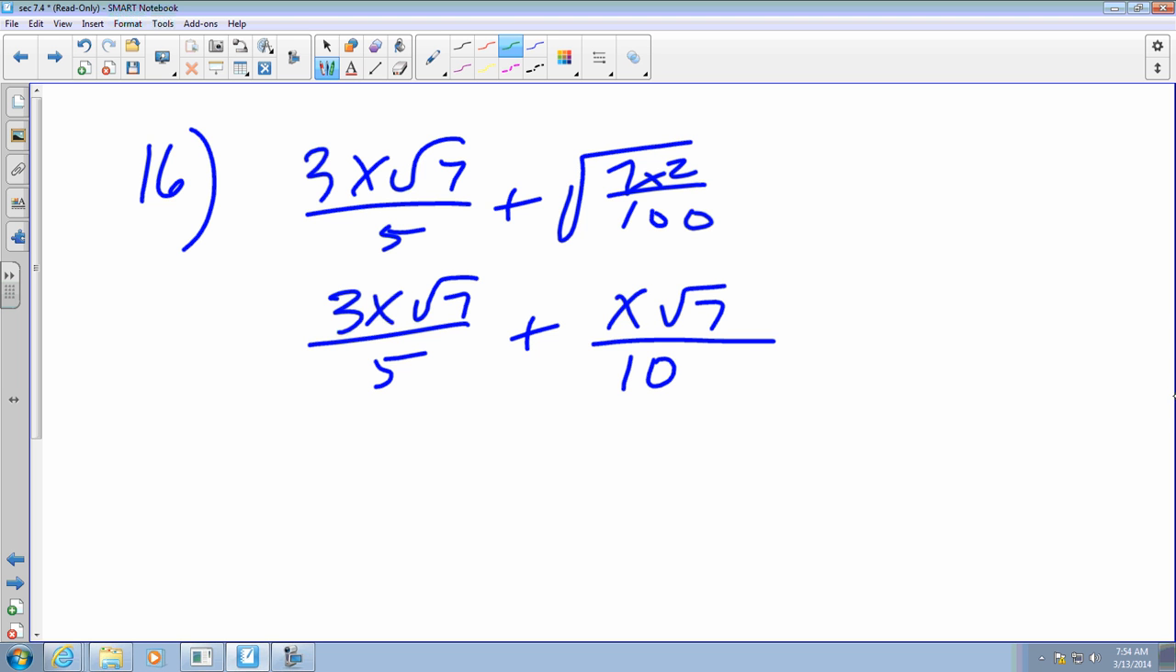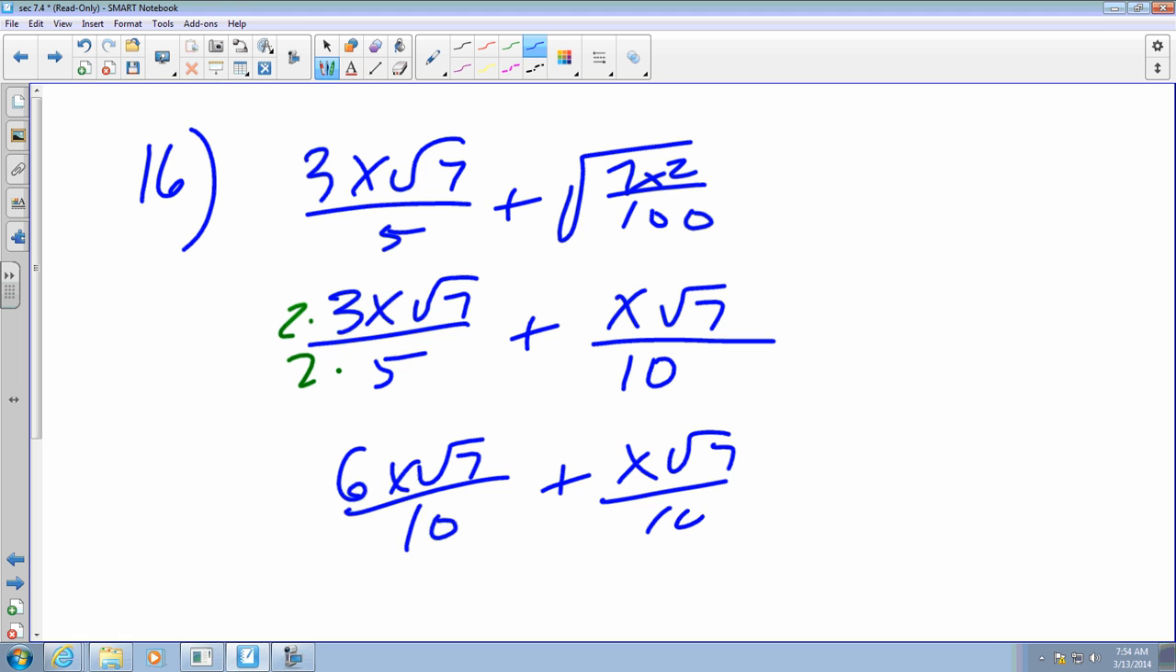Notice that our variable and radical portions, x square root of 7, are the same in both. So then all we have to do is find a common denominator. I'm going to multiply top and bottom by 2 to get 6x square root of 7 over 10 plus x square root of 7 over 10. 6 plus the 1 gives me 7x square root of 7 over 10. Notice that the variable and radical parts do not change when we add or subtract. Let's move on to number 17.